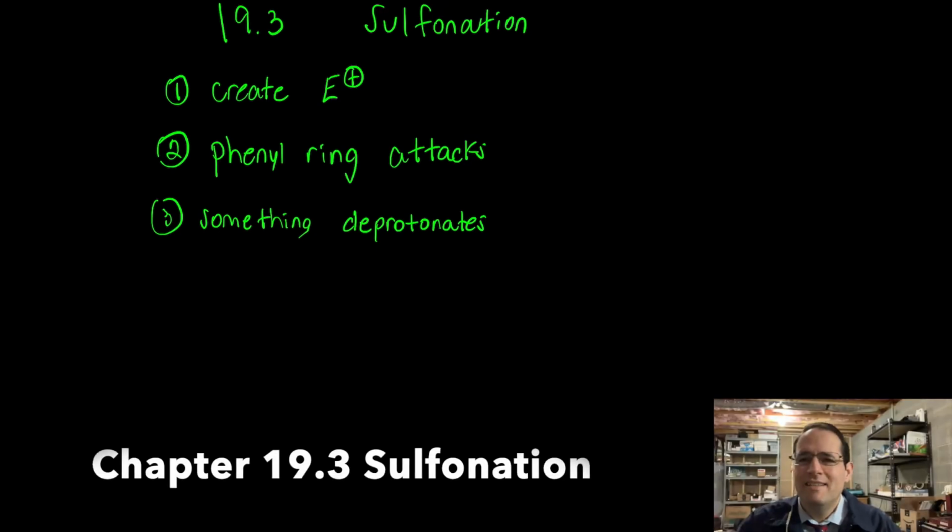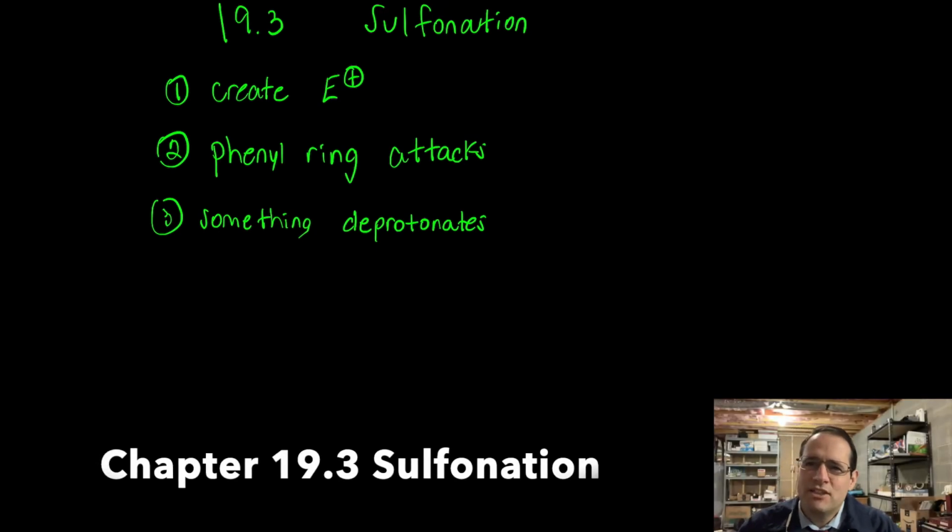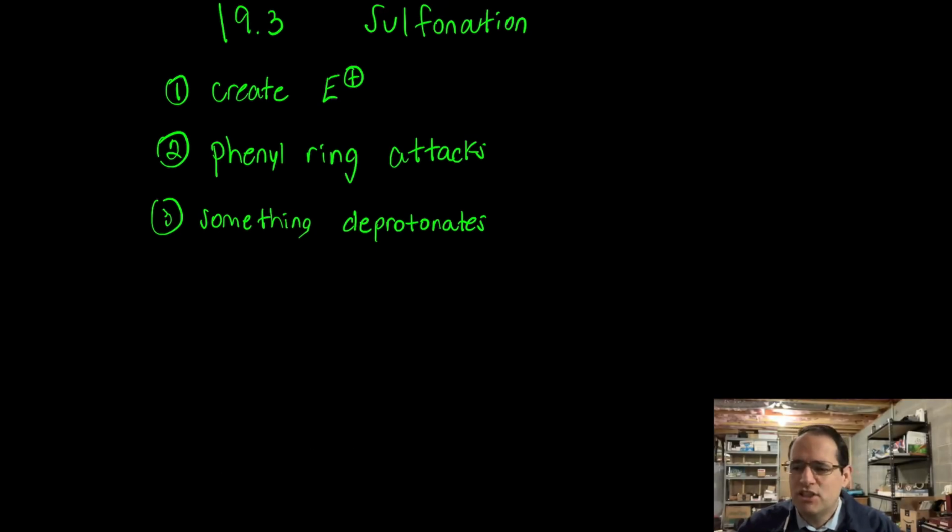In section 19.3, we want to talk about the electrophilic aromatic sulfonation reaction. Sulfonation reactions put on a sulfonic acid group. Remember, there are three steps to each of these reactions. The first thing you want to do is create the electrophile. That might be one, two, or three steps. Then the phenyl ring is going to attack that, and then you have something within the reaction mixture that is going to deprotonate.